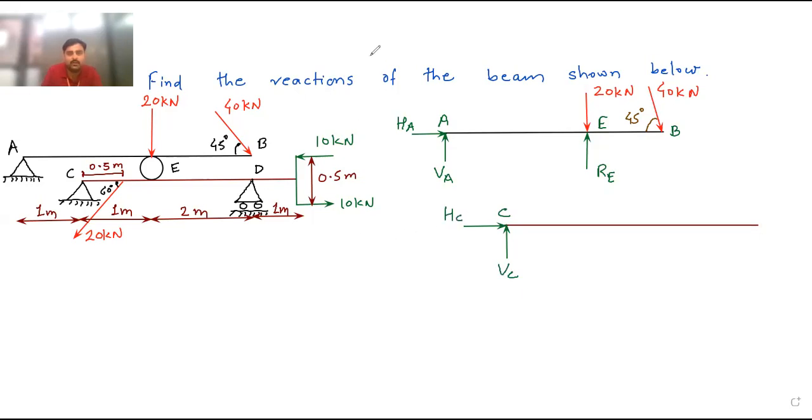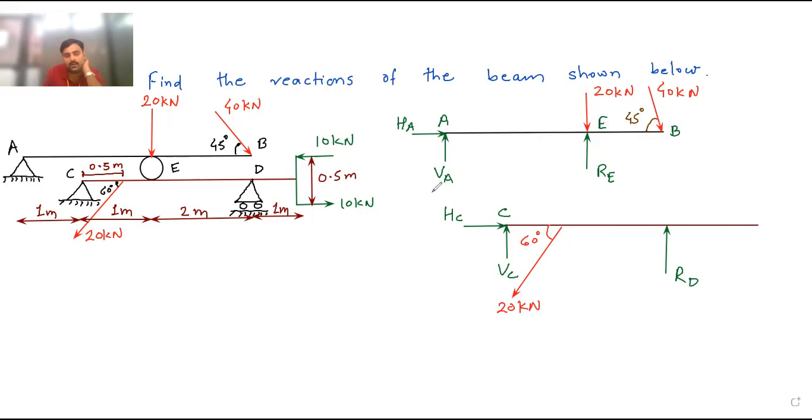Then at point D, again roller support is there. So here at point D, which is nearly below point B, there is a vertical reaction RD. On this beam also, inclined load is there. So this is the load which is acting. This angle is 60 degrees, and the magnitude of the load is 20 kilonewton.